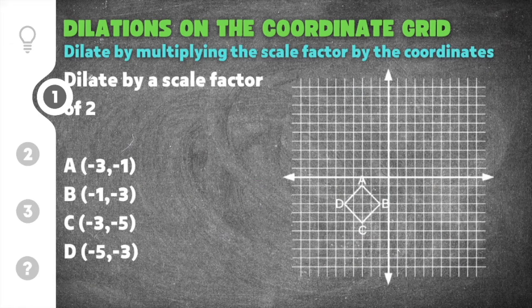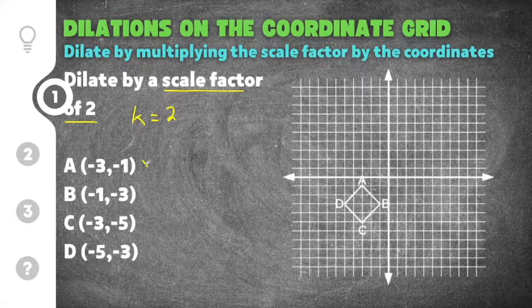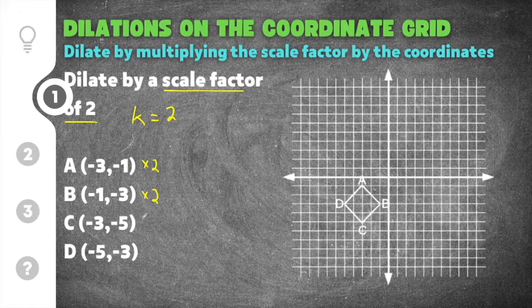This problem tells us to dilate by a scale factor of 2, and then it gives us a bunch of x and y coordinates, and it already has the first coordinate graphed for us. If you're dilating by a scale factor of 2, that means that k is equal to 2, and that means you have to multiply all of these coordinates times 2.